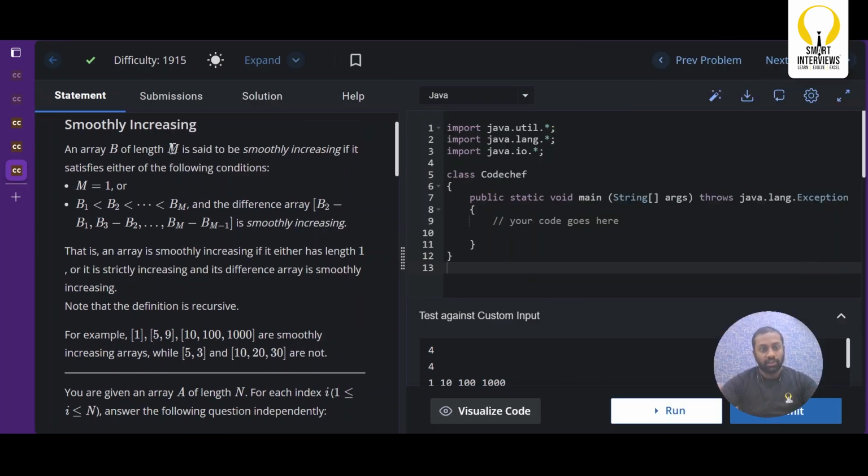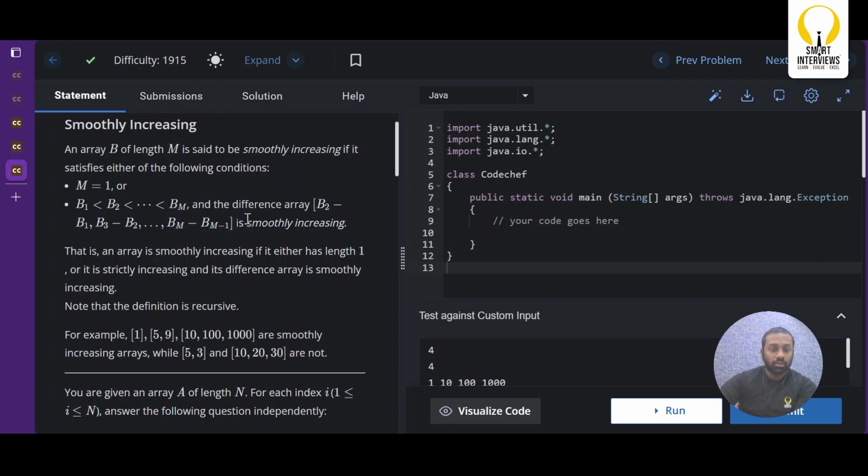An array b of length m is said to be smoothly increasing if it satisfies either of the following conditions: m equal to 1, or b1 less than b2 less than bm. That is, all these elements are strictly increasing, not non-decreasing, and the difference array b2 minus b1, b3 minus b2, so on, bm minus bm minus 1 is also smoothly increasing.